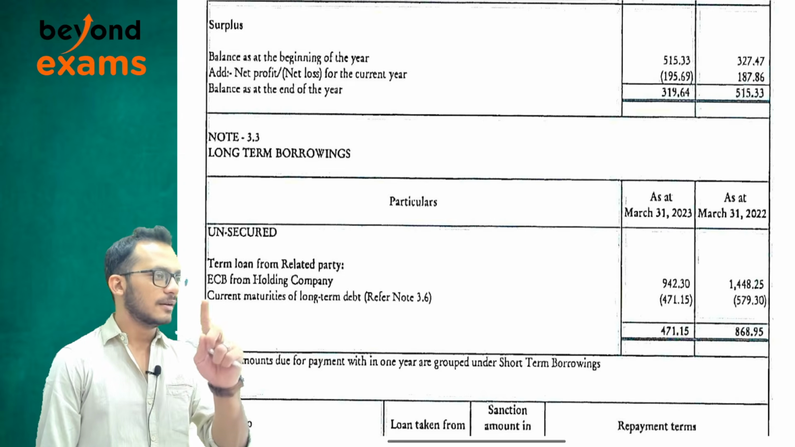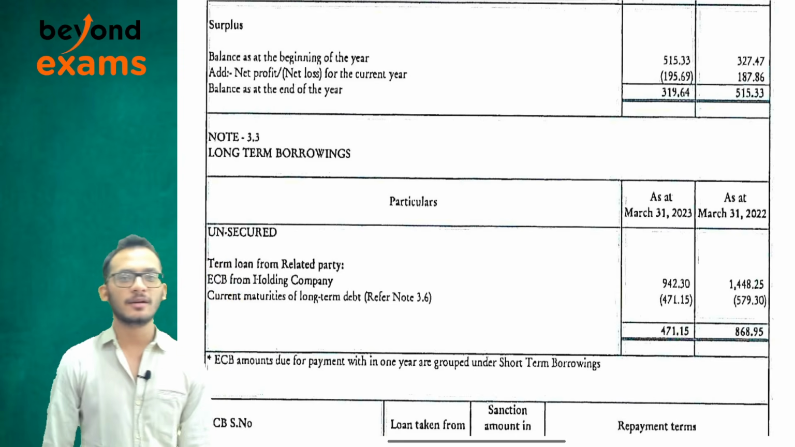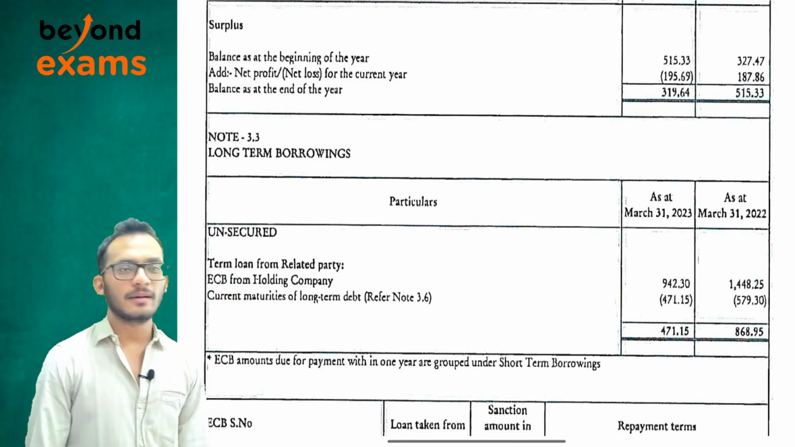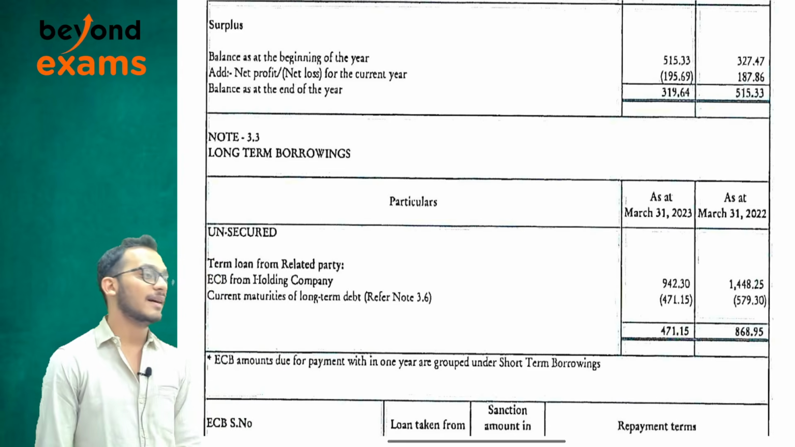Two questions. Question number one, when you see long-term borrowings, the first and the most critical question is, where is this loan coming from? Look at this balance sheet itself. This loan is coming from his holding company. Now, why is that critical, people?